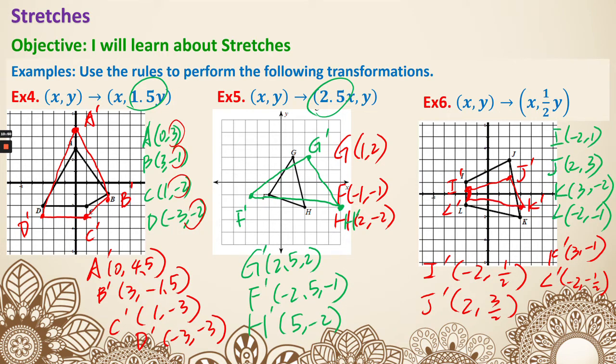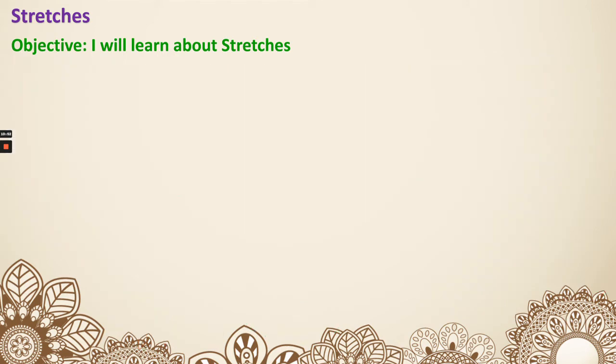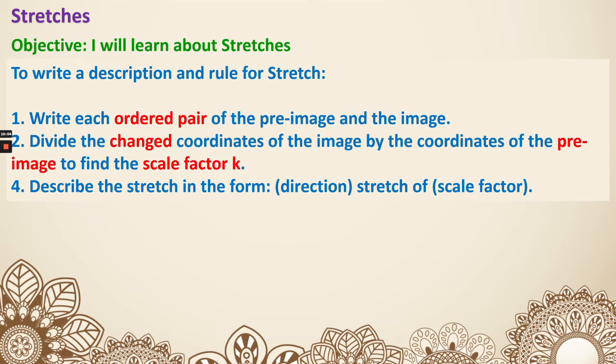Okay, that is example 6. Next, we are going to learn how to write a description and rule, just like the other 2 transformations we have learned. First, write the ordered pairs. Again, you don't have to write every single one of them down. You just need around 2 pairs.